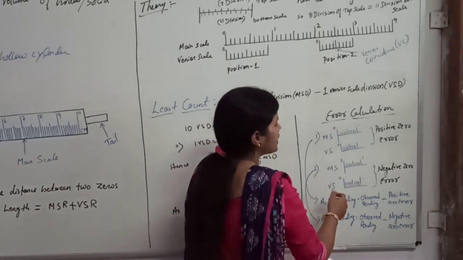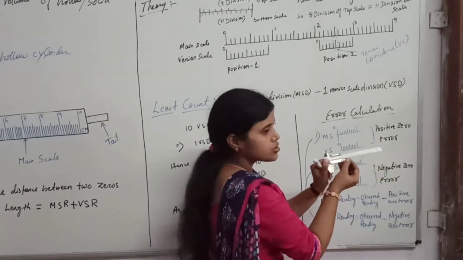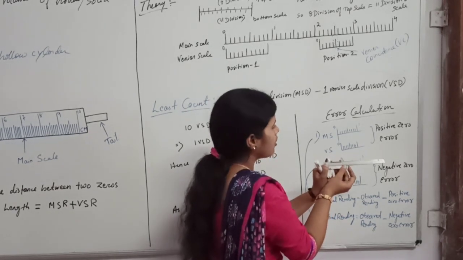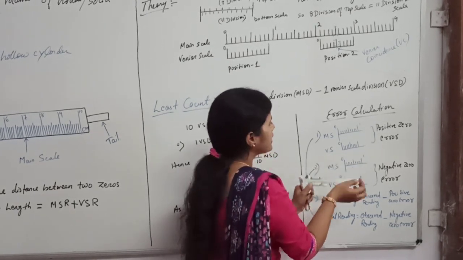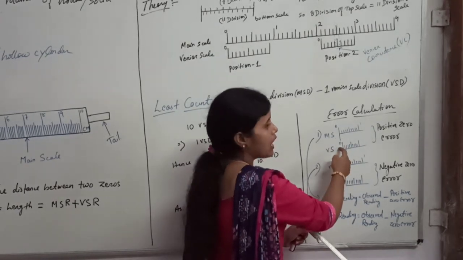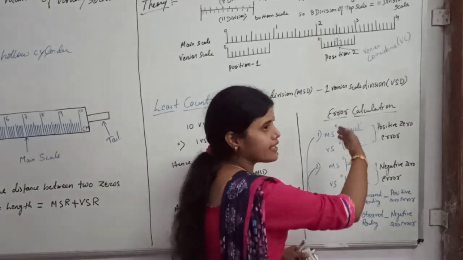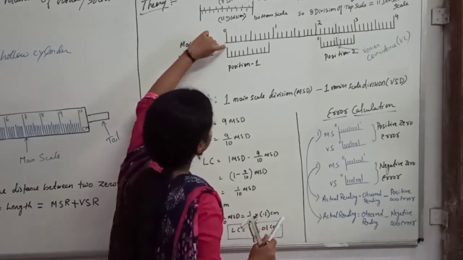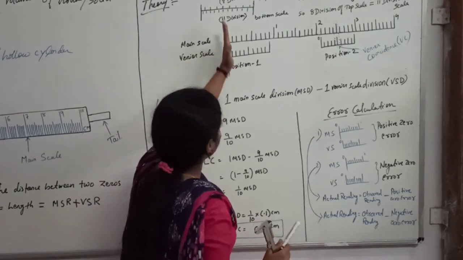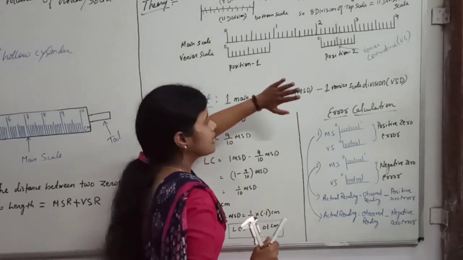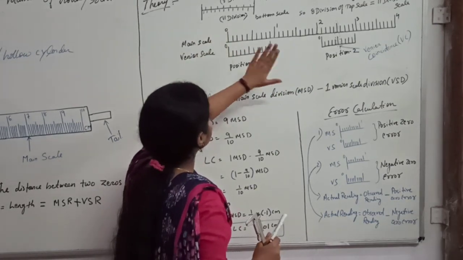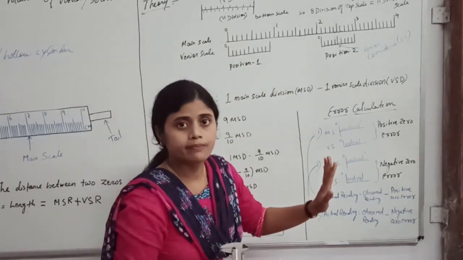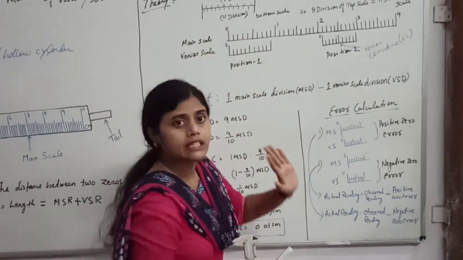So when you completely close the jaw, if you observe that the two zeros are in a single line, for example, in this case these two zeros are in the same line, that means I will say that this instrument is completely error free. There is no error in this instrument.